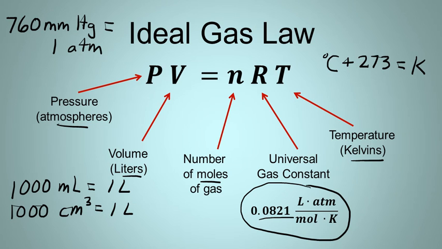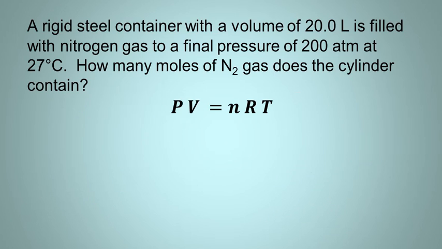So let's try an example. Once again, all we have to do is plug and chug. So here's the problem. It says a rigid steel container with a volume of 20.0 liters is filled with nitrogen gas to a final pressure of 200 atmospheres at 27 degrees Celsius. How many moles of nitrogen gas does the cylinder contain? So here we have a good example with the ideal gas law. We see it's the ideal gas law because the volume and pressure, temperature, nothing's changing. We just have one set of conditions. And it talks about moles, so that's a good sign that we need to use the ideal gas law.